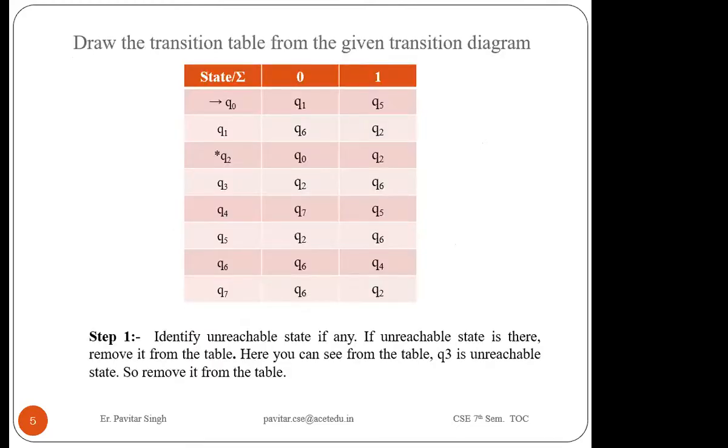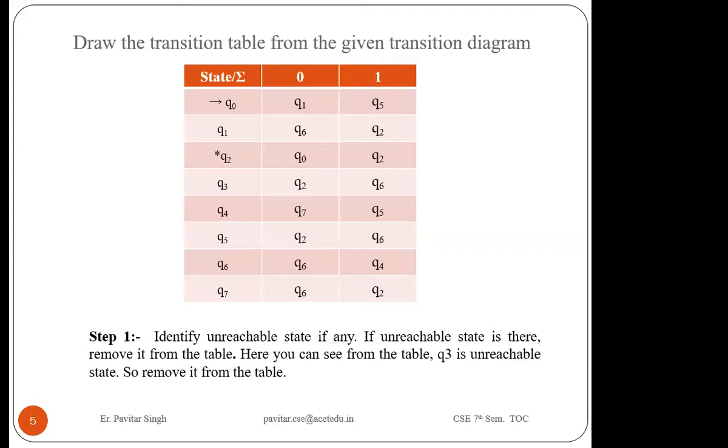So this table we have just made. Let me check, is it correct? So we have Q1, Q6, Q0, 2, 7, 2, 6, 6, right? 5, 2, 2, 6, 5, 6, 4, 2, right? It's exactly the same table which I have just drawn on the whiteboard, right?